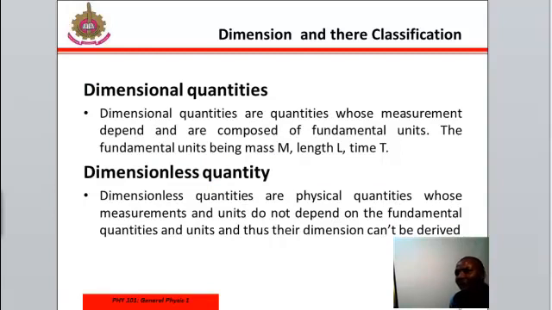Dimensional quantities are quantities whose measurement depends on and is composed of fundamental units. The fundamental units being mass, length, and time. They are represented by capital M, capital L, and capital T. Dimensionless quantities are physical quantities whose measurement and units do not depend on the fundamental quantities and units, and thus their dimensions can't be derived since they are independent of the fundamental quantities.